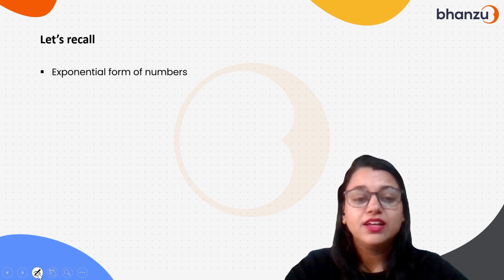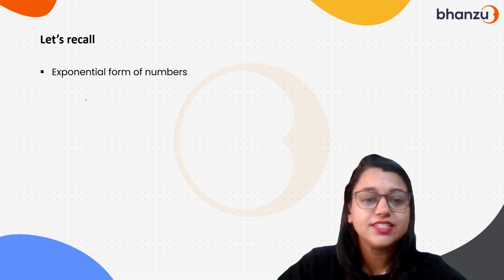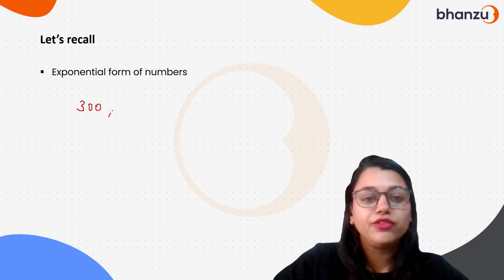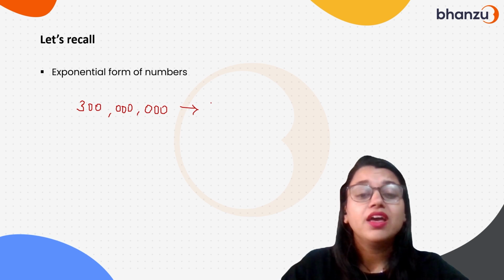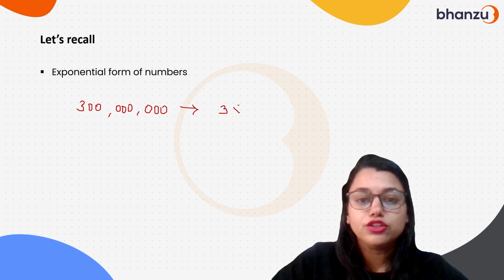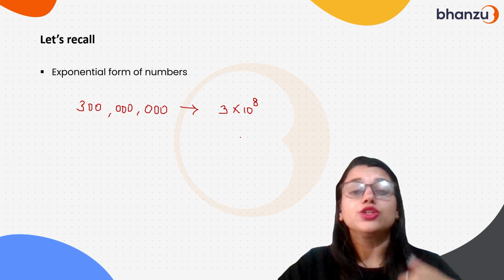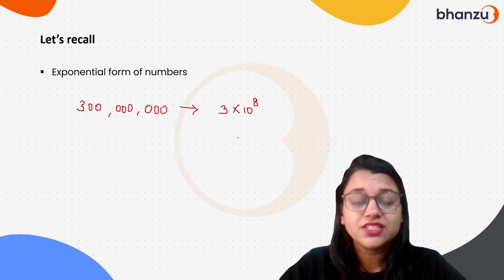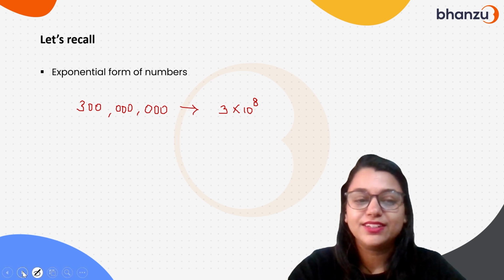For example, the speed of light. What is the speed of light in vacuum? It is 300 million, right? But if I express this number in the form of an exponent, it will be written as 3 into 10 raised to the power 8, right? So it is very convenient to represent these large numbers in the form of exponents. That is what we discussed in the previous slide.